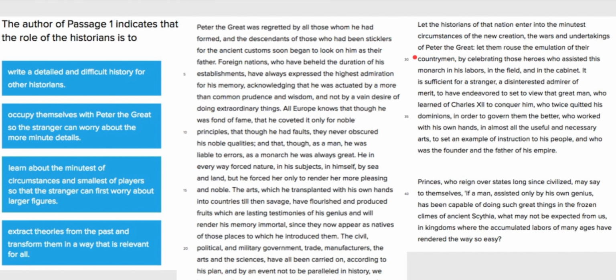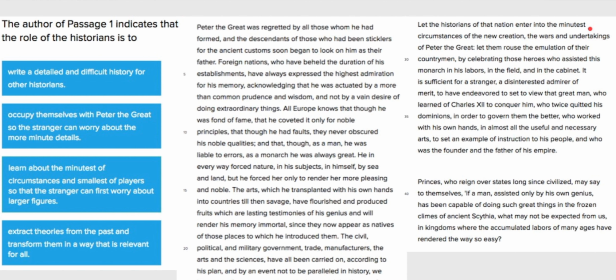undertakings of Peter the Great. Let them rouse the emulation of their countrymen by celebrating those heroes who assisted this monarch in his labors in the field and in the cabinet. Okay, so I'm going to break that down and kind of paraphrase it for myself. It's saying the historians of a great nation, let them, so that's kind of saying they should, enter into the minutest circumstances of the new creation.